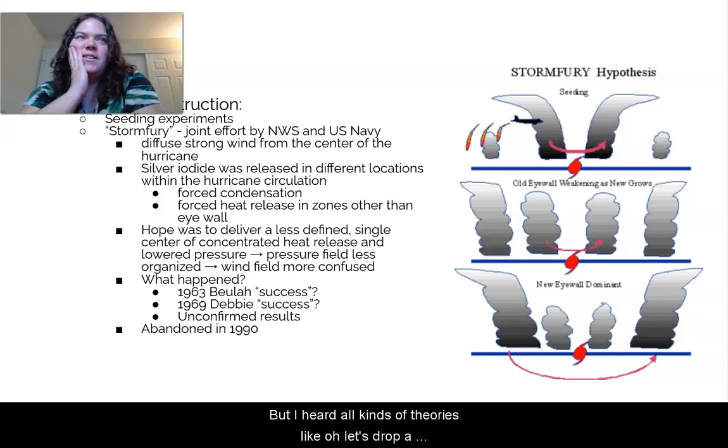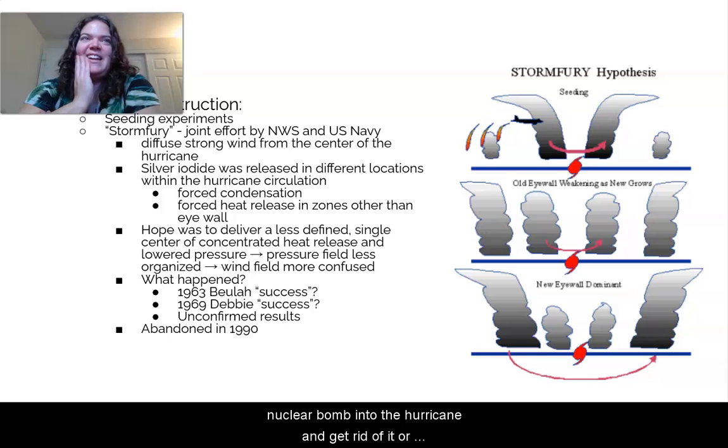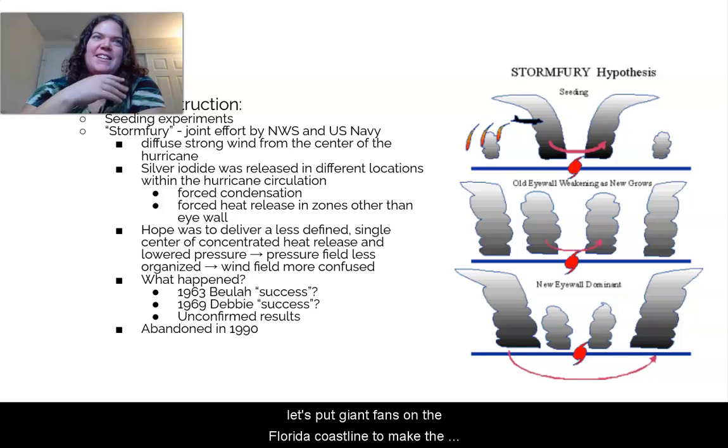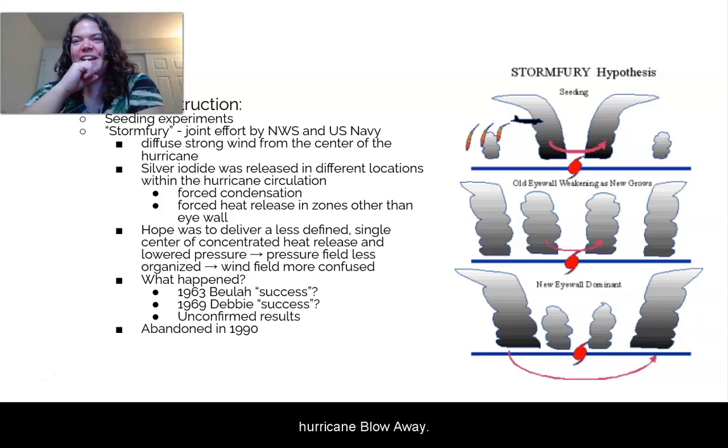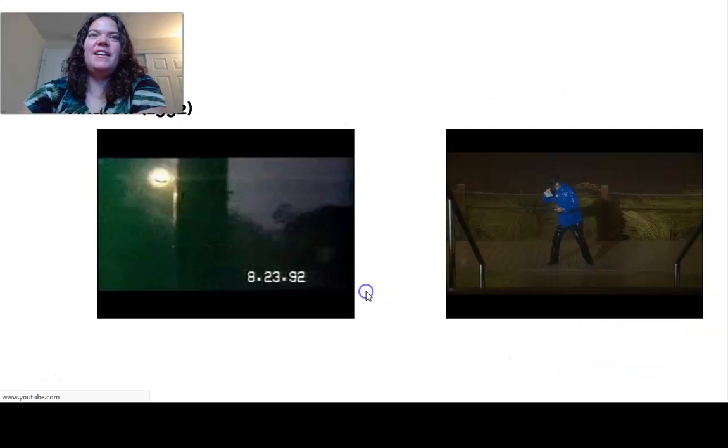But I've heard all kinds of theories, like, oh, let's drop a nuclear bomb into the hurricane and get rid of it. Or let's put giant fans on the Florida coastline to make the hurricane blow away. Those are not good ideas. I'll just put it that way.